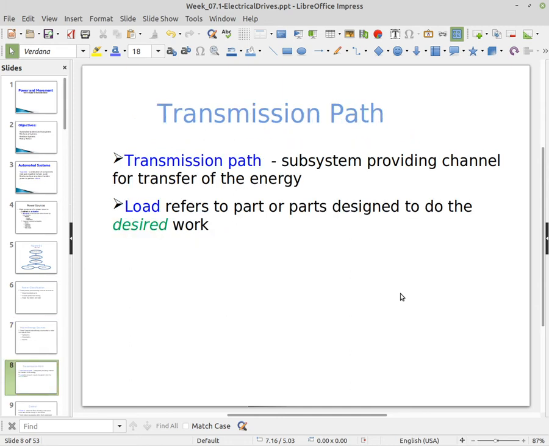Alright, so the transmission path is a subsystem that's going to provide a channel for that transfer of energy. When you look at a complicated system such as a robot, there are actually several different areas where we have to transmit that energy. So there might be several different types of transmission paths in a complex system. The load is referring to the part or parts that are designed to do the actual desired work.